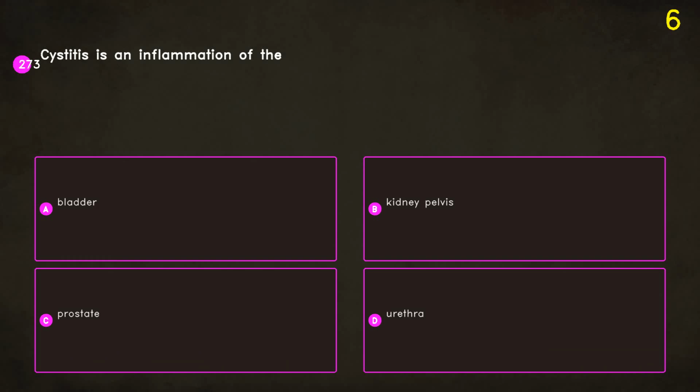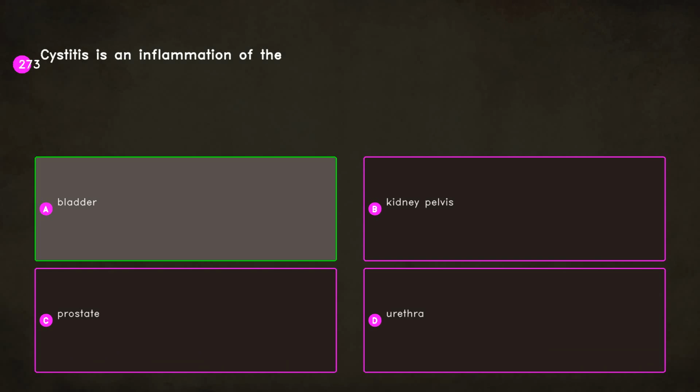Question 273. Cystitis is an inflammation of the A. Bladder, B. Kidney pelvis, C. Prostate, D. Urethra. The correct answer is bladder.